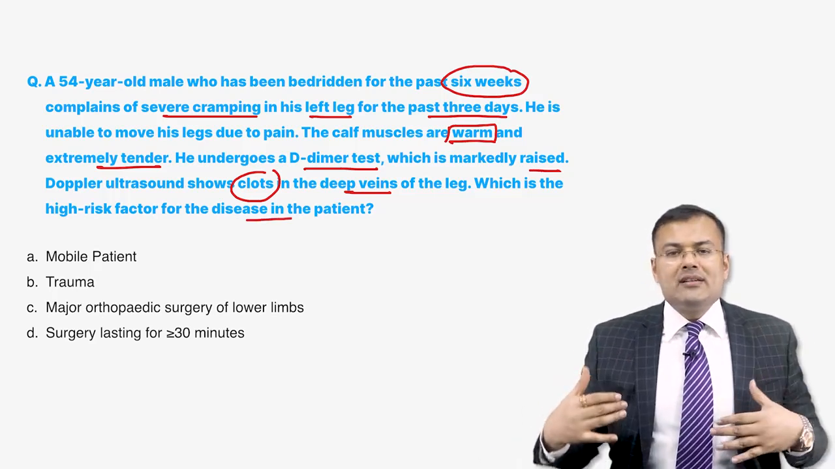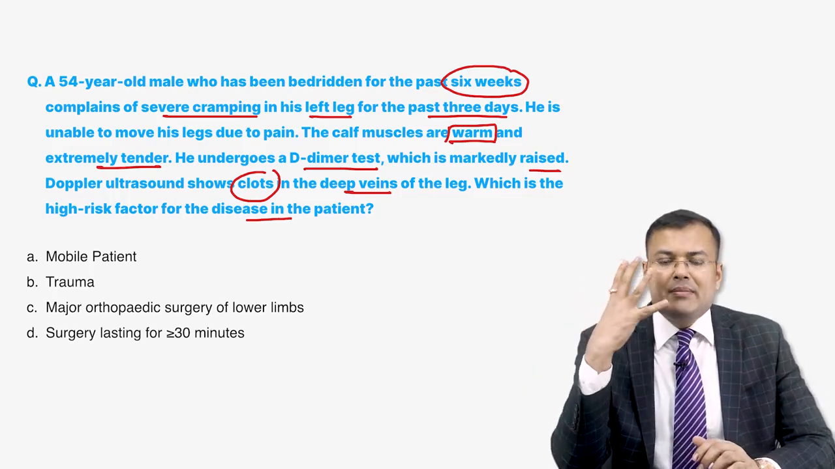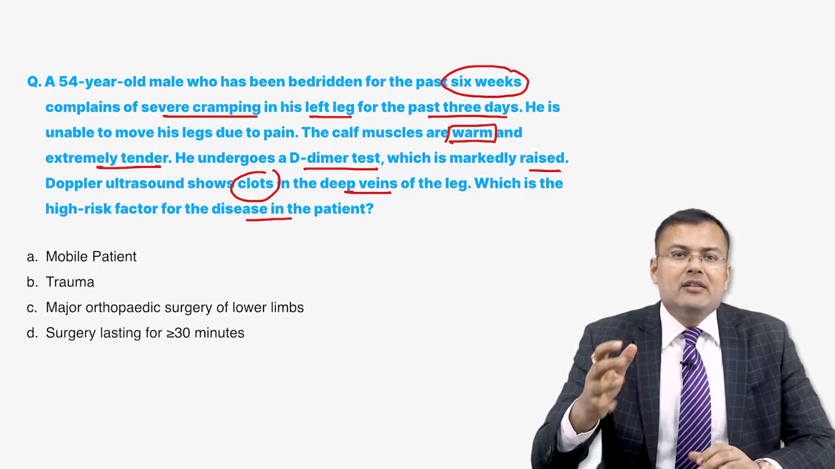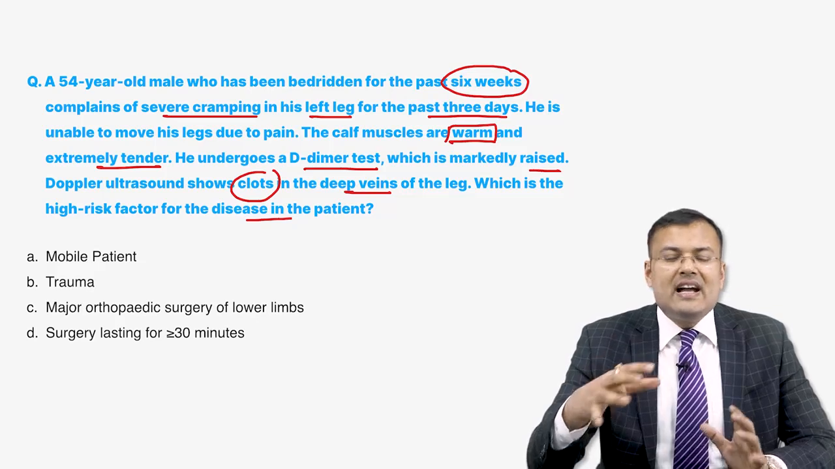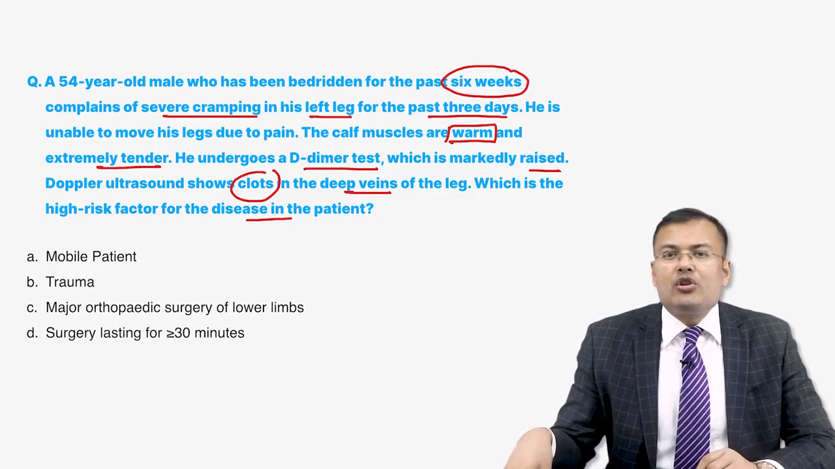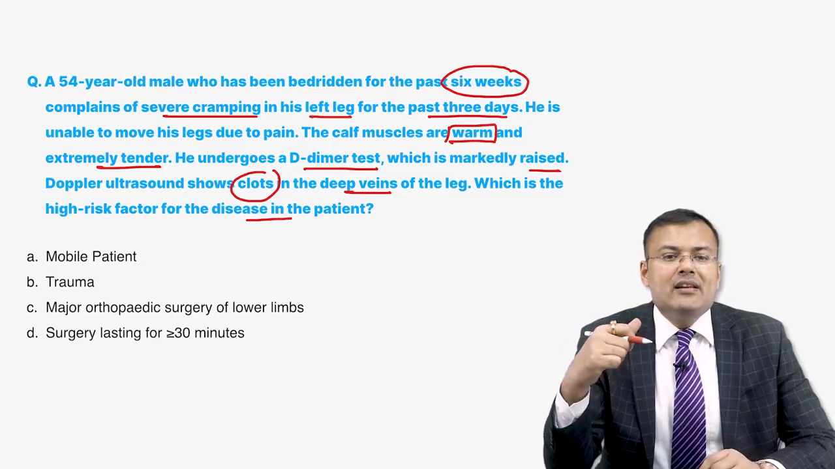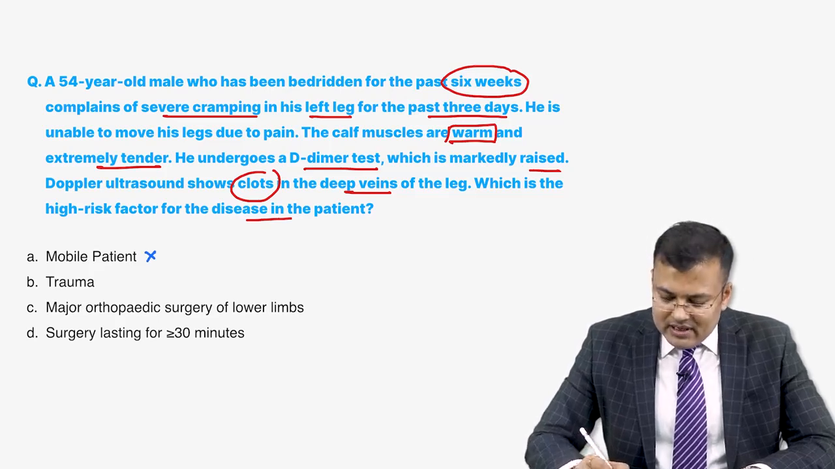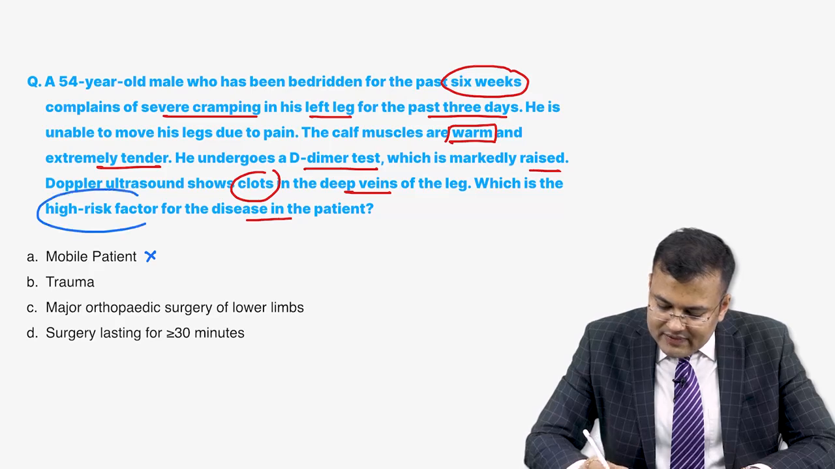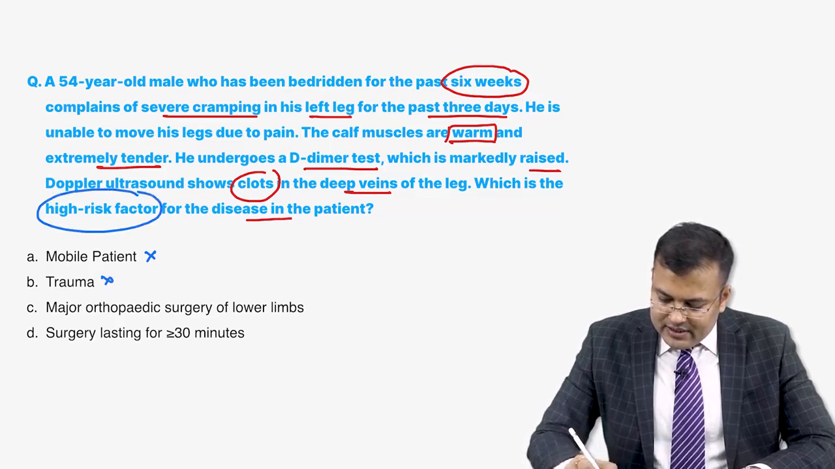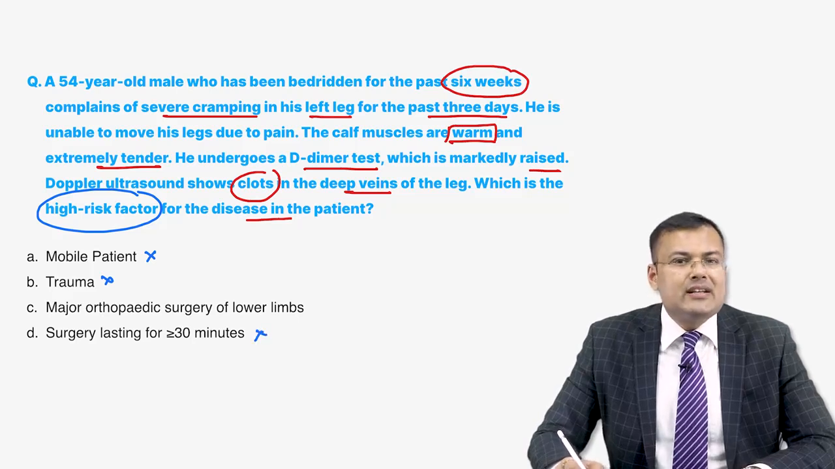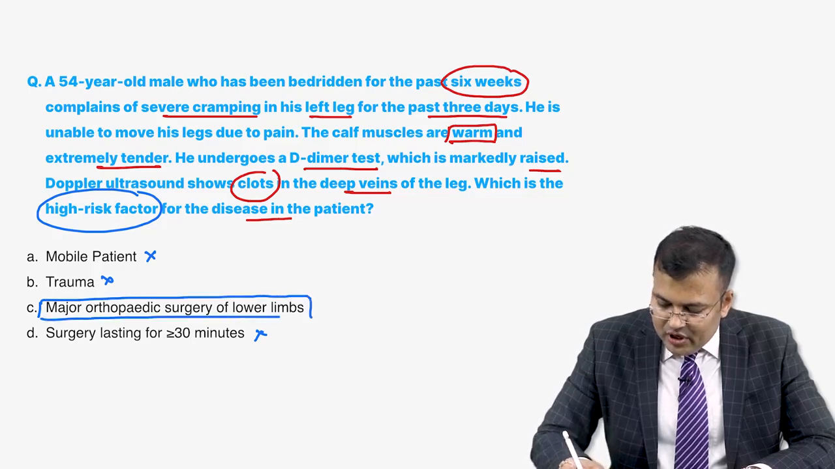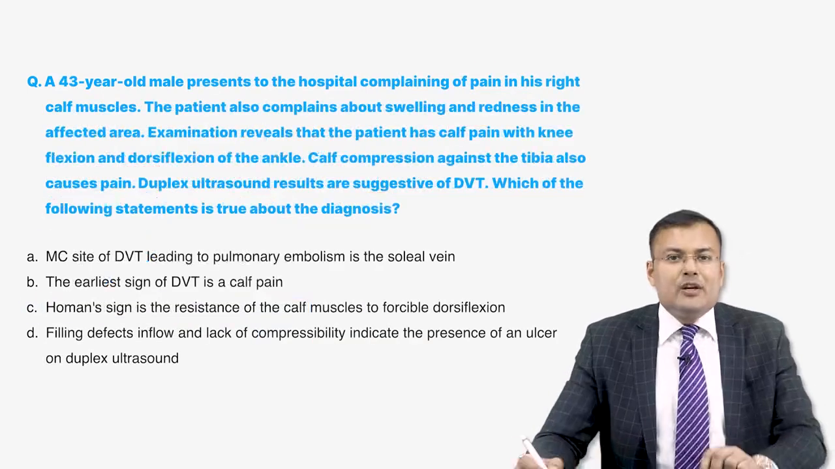What is low risk? Head and neck surgeries, meaning neurosurgery, maxillofacial, cardiothoracic. Moderate risk, abdominal and pelvic, general surgery, urological surgery, gynecological surgery. High risk, orthopedic surgery involving pelvis and lower limb. So a mobile patient obviously is not a risk. Trauma is a risk, but it's not the high risk factor. Surgery lasting for more than or equal to 30 minutes, again it's a risk factor but not high risk. Major orthopedic surgery of lower limb, obviously it's high risk. Correct answer is C.